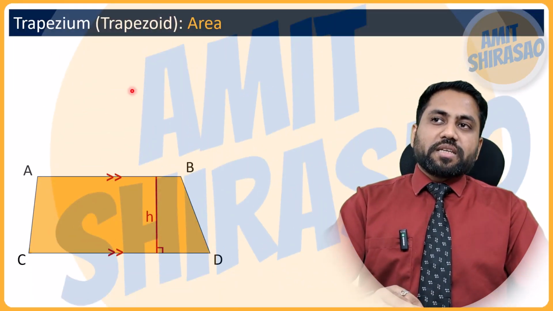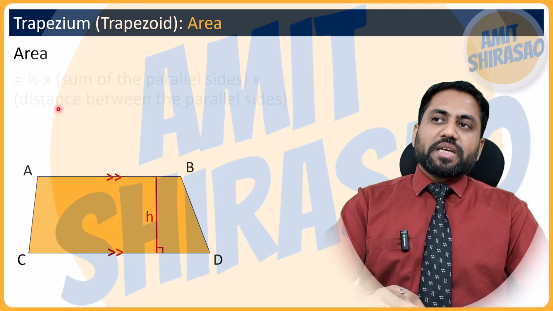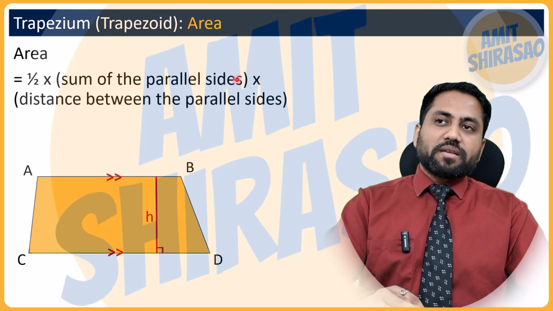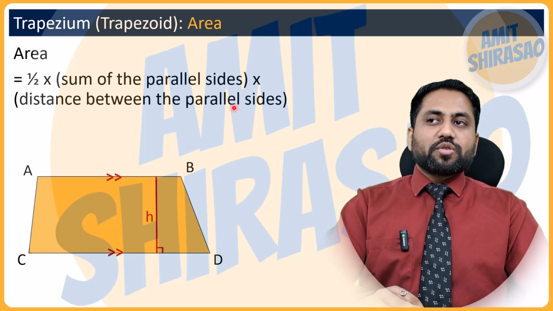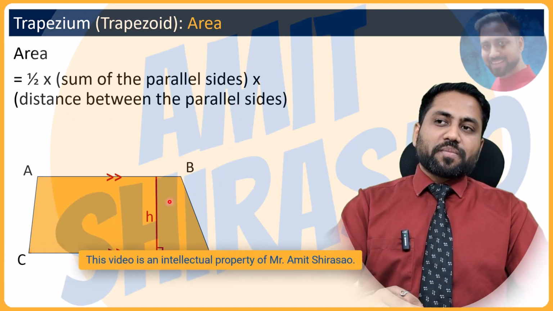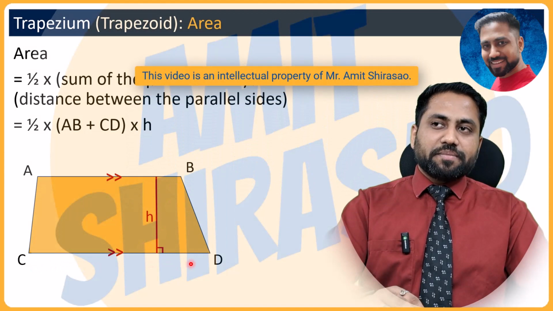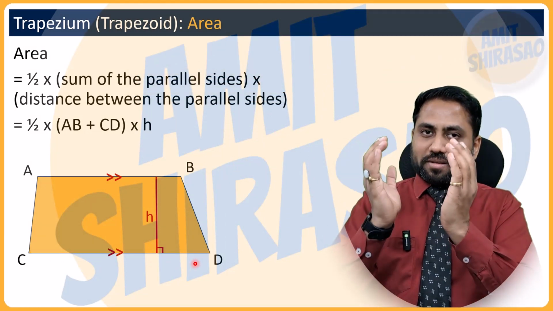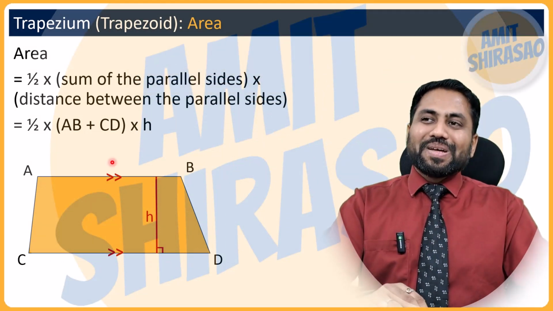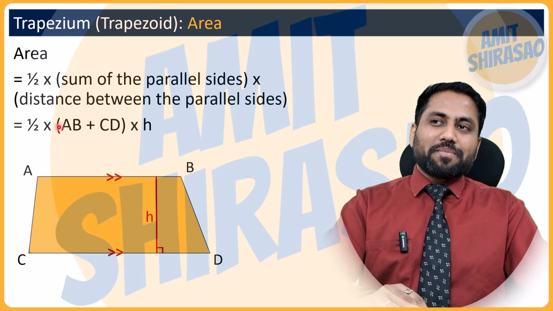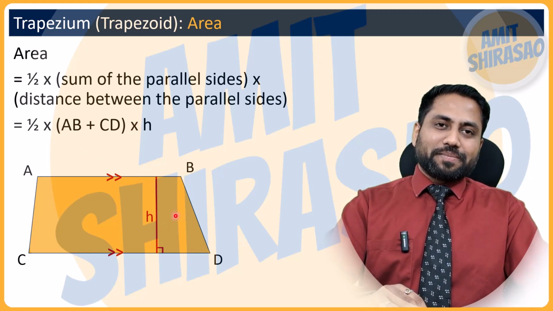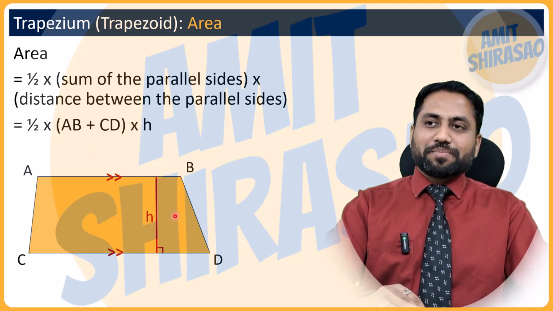How will you calculate the area of a trapezoid? Area is equal to half the sum of the parallel sides into the distance between the parallel sides. So it is half of (AB plus CD) into height. Okay, so half of their sum multiplied by height. This is the area of a trapezoid.